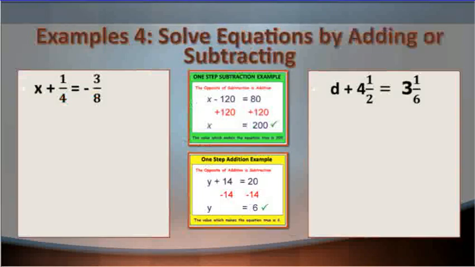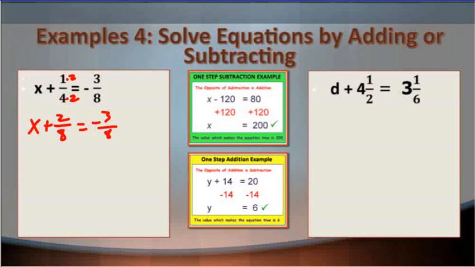And a couple more examples. Here we're dealing with fractions. So remember, we need to have common denominators with our fractions. So I'm going to rewrite this one. The common denominator of 4 and 8 is 8. So I need to multiply this by 2/2. So this would be x plus 2/8 equals negative 3/8.